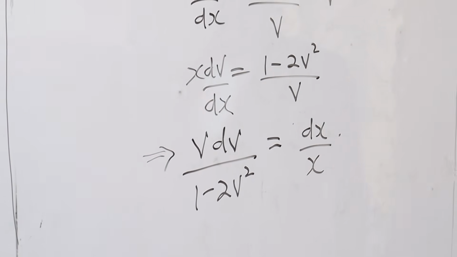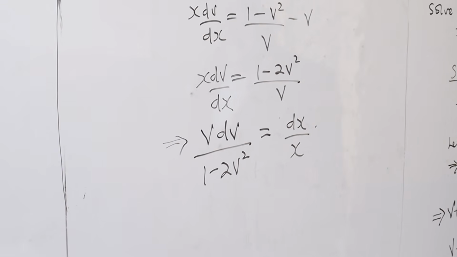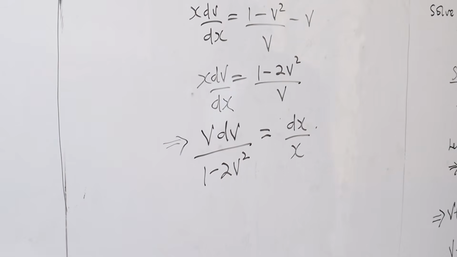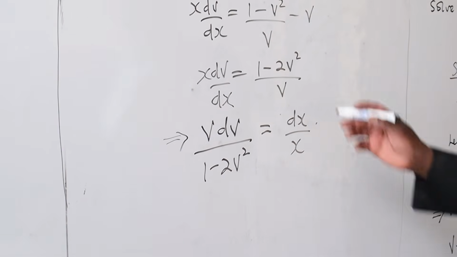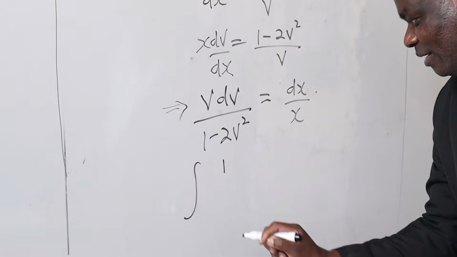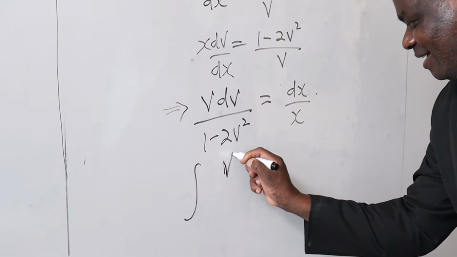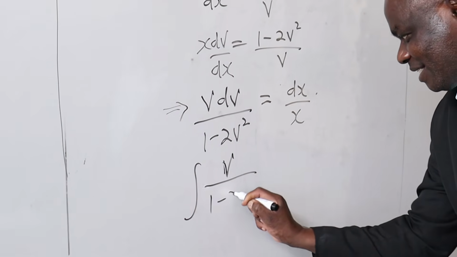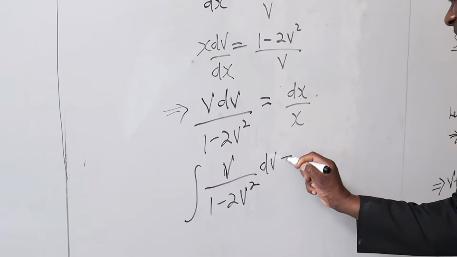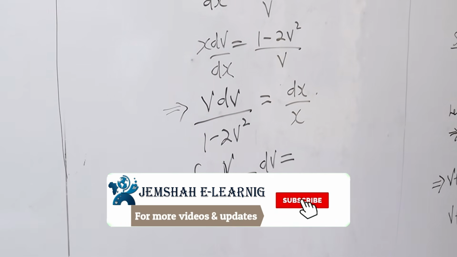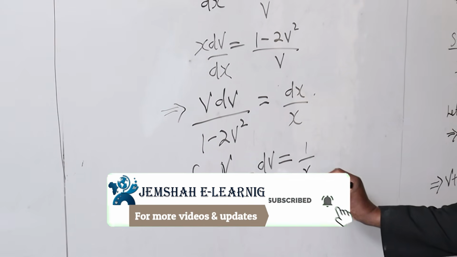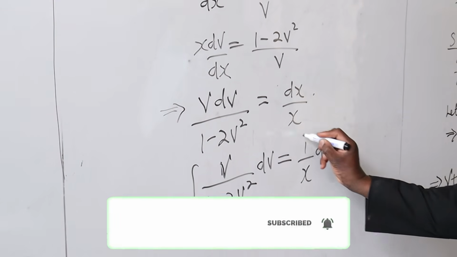Now, after separating the variables, to solve the said differential equation, we need only to integrate both sides with respect to the variable concerned. So this is the integral of v all over (1 minus 2v squared) dv is equal to dx all over x, which is 1 all over x dx. So the integral of that.